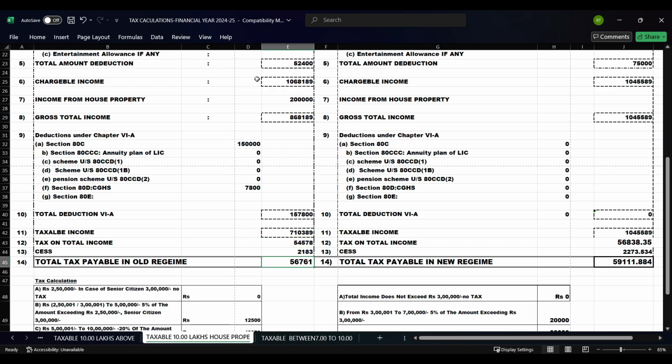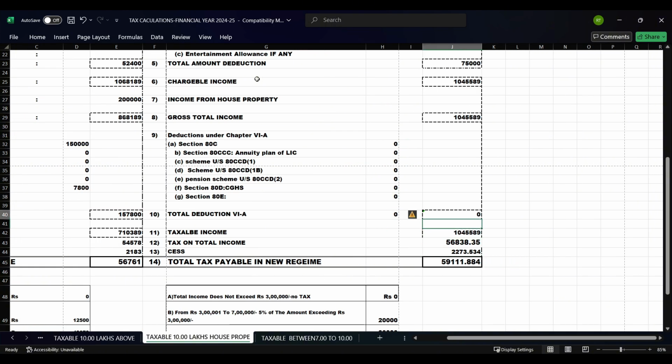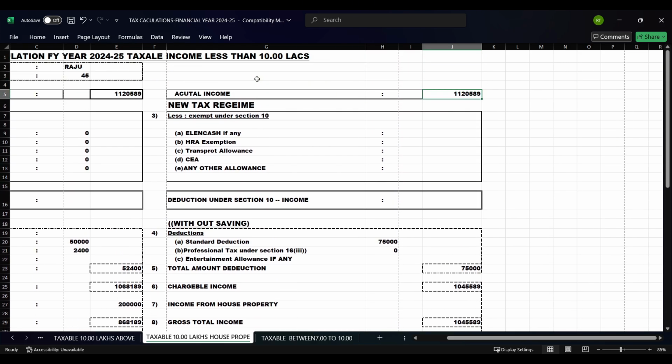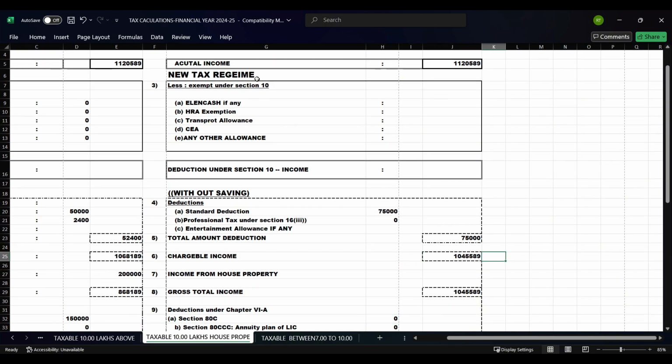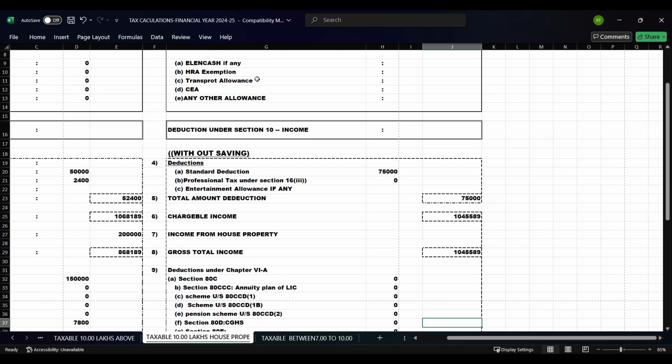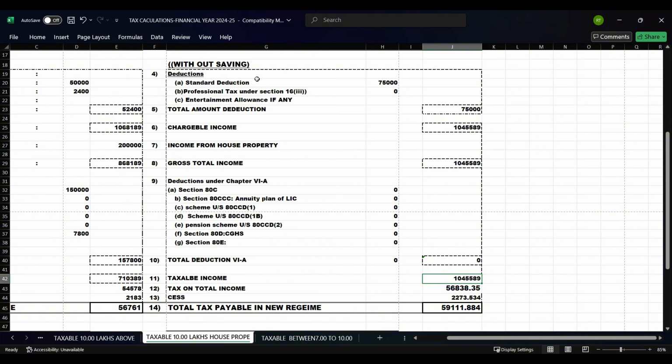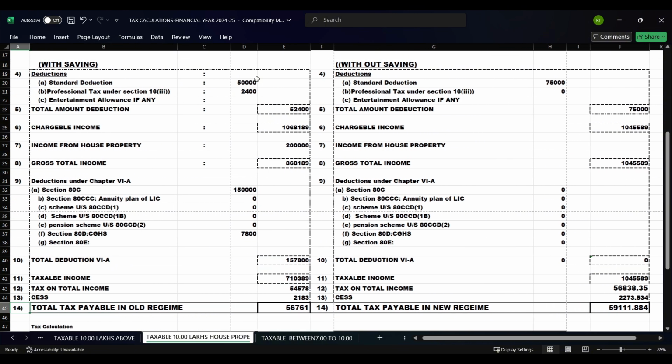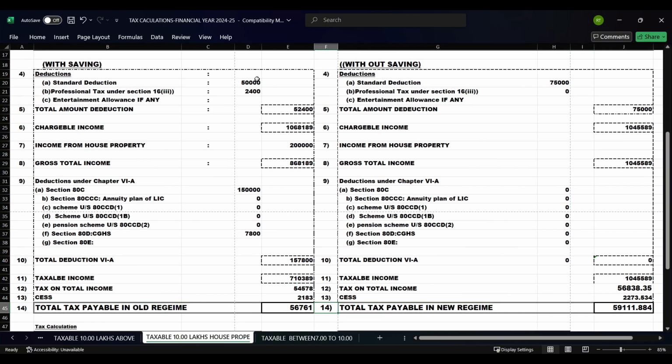Now, as per the calculation, he has to pay 56,761. Now we will see the new tax regime. Same income, with the standard deduction for financial year 24-25 of 75,000. Chargeable income will come to 10 lakhs 45,589 and there are no savings. New tax regime taxable income is 10 lakhs 45,589. As per the calculation, he has to pay 59,111. By comparing the old and new tax regimes, here with 56,761 the old tax regime is beneficial.